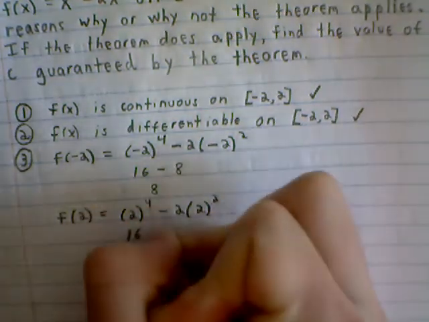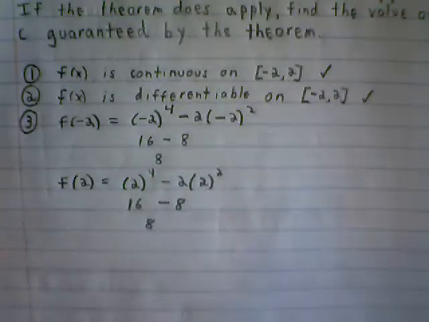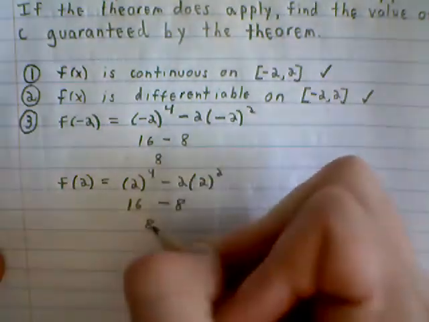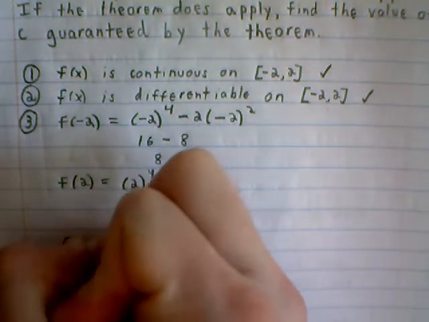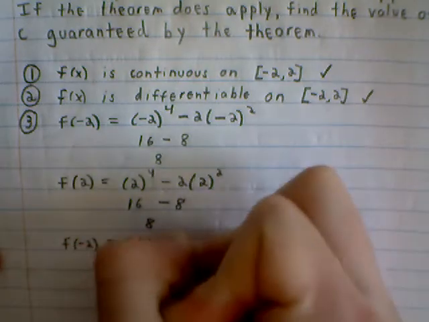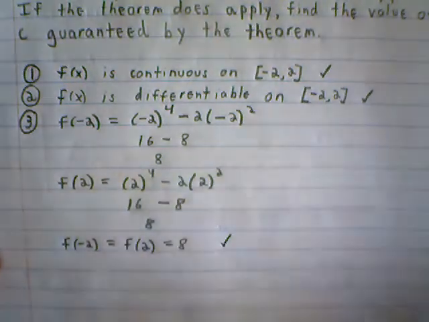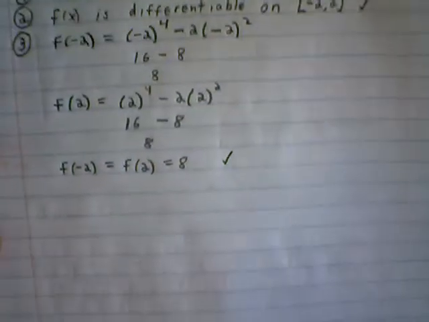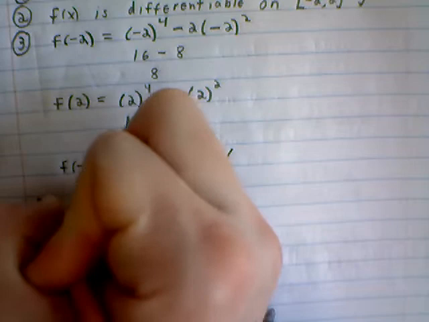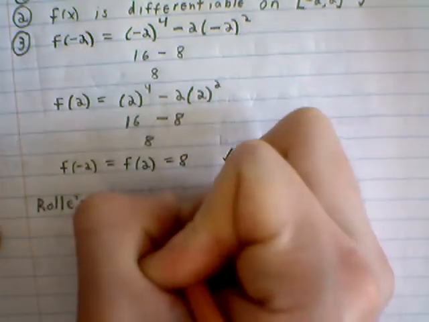I get 16 minus 8 again, which is 8. So I showed that the y values at the endpoints are equal. So f of -2 equals f of 2, which is equal to 8. So I met that third condition. We can check that off. So now this definitely means Rolle's theorem applies.